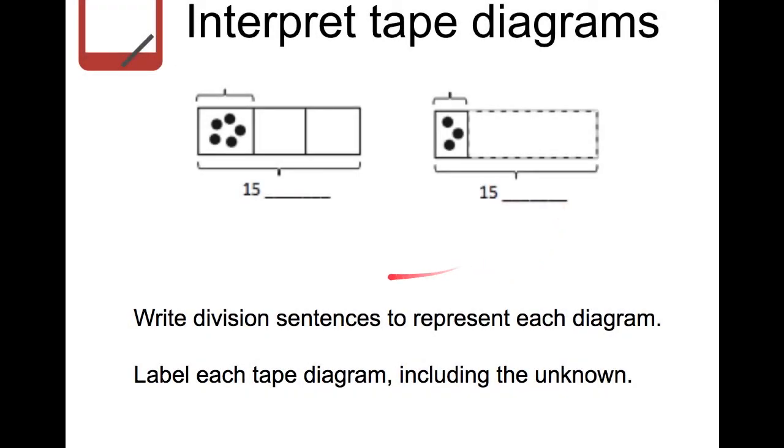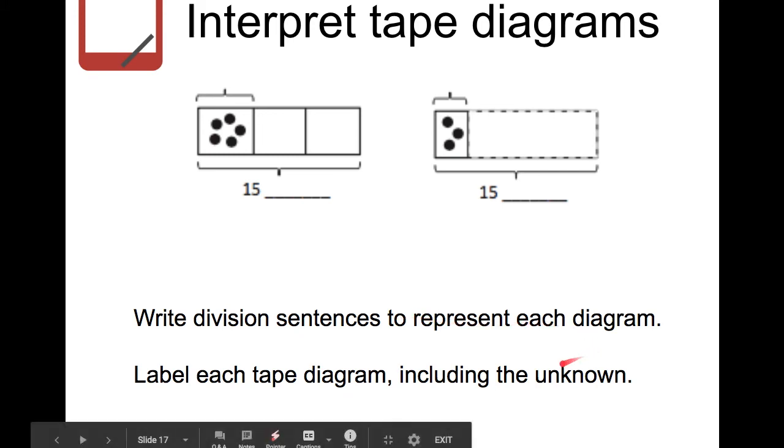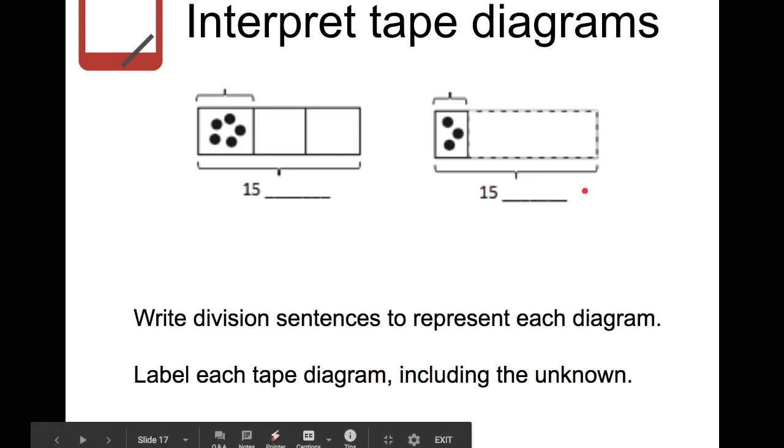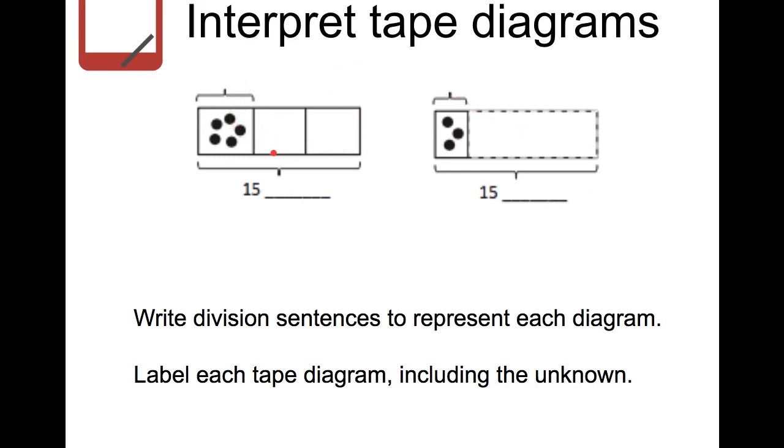Okay, learners, I'd like you to take a look at these tape diagrams. We're going to write division sentences to represent each diagram and label each tape diagram, including the unknown. On your whiteboards right now, I would like you to divide them down the middle, and on one side work on this tape diagram, and on this side work on this tape diagram. And learners, I will go over the solution with you in just a moment. I would encourage you to pause right now, and when you're ready, unpause, and I'll be there with the solution.